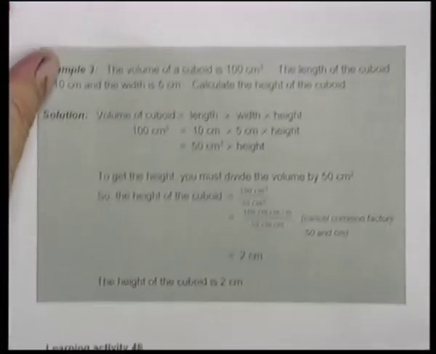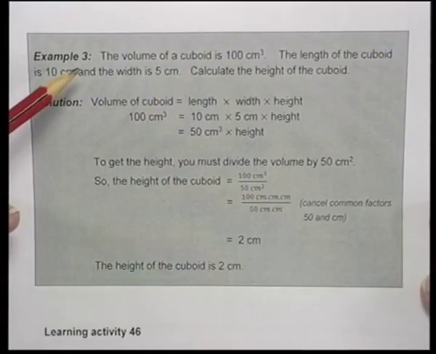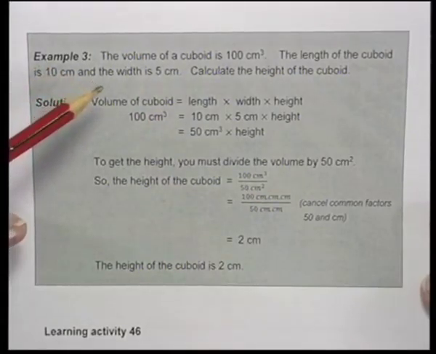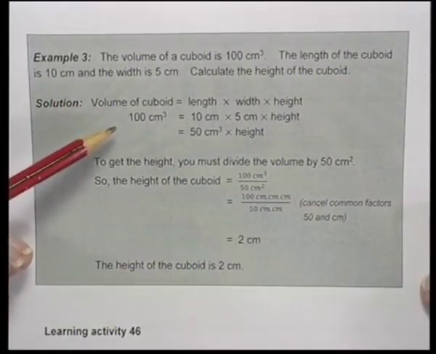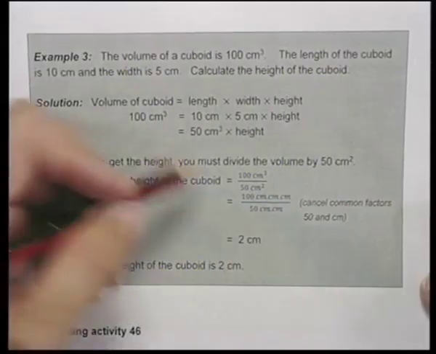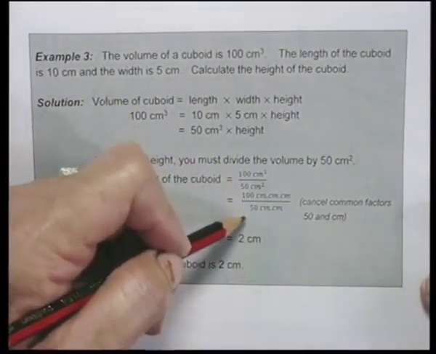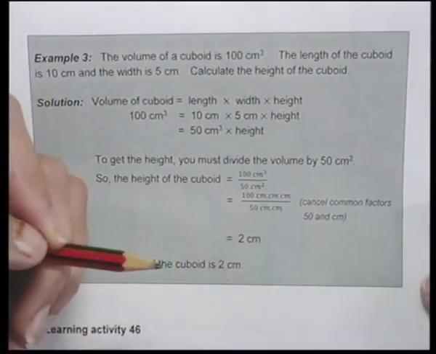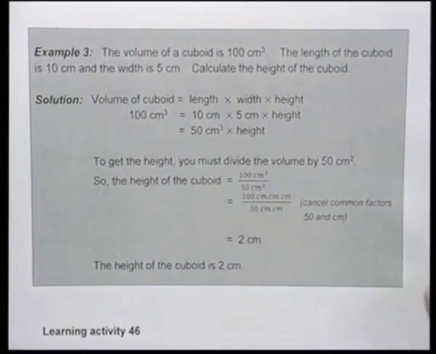Example 3 is a bit tricky. The volume of a cuboid is 100 cubic centimeters. The length is this and the width is that. What is the height? So we must find the height. And we know there is a formula that we can use. The height is the volume divided by the length times the width. So it is 2 centimeters in this case.